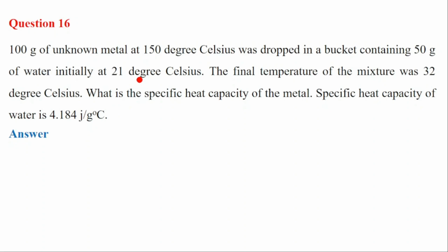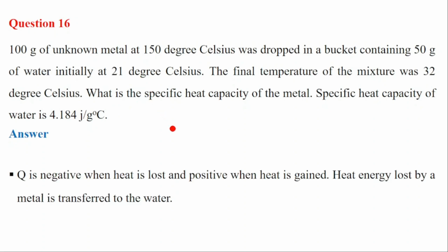So the heat for the metal will be negative, and for the water, the heat will be positive. Remember, the heat is equal to the mass times the specific heat capacity times the change in temperature. Q is negative when heat is lost, and positive when heat is gained. So the heat energy lost by the metal is transferred to the water. One is losing heat, another is gaining heat. So the Q gained by the water will be positive, and for the Q lost by the metal, by convention, we put a negative sign.